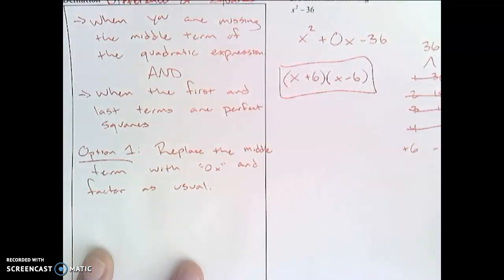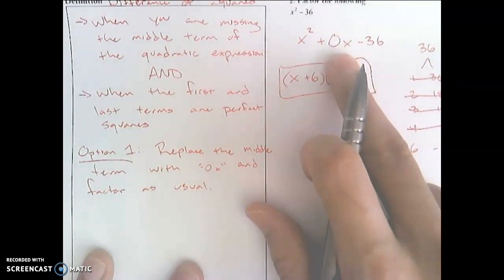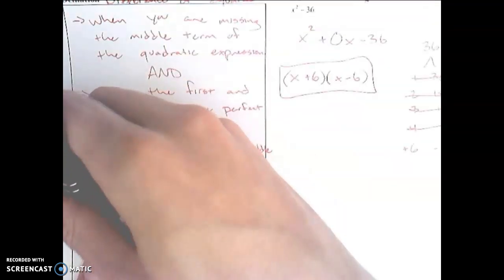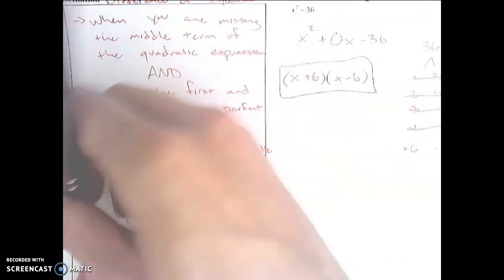So that's exactly what we did up here. We replaced the middle term with 0x, and then we just factored it as normal. Option 2, which I prefer, I think it's a little bit easier.